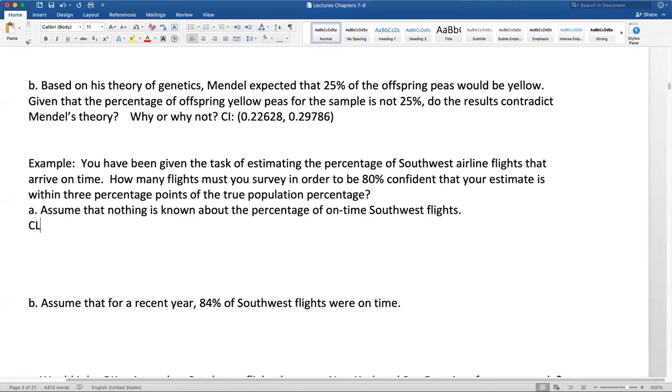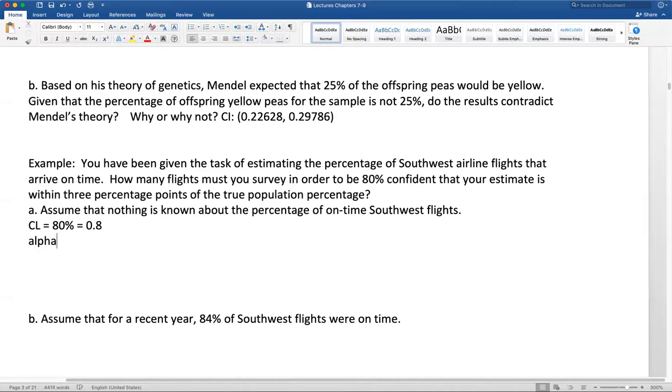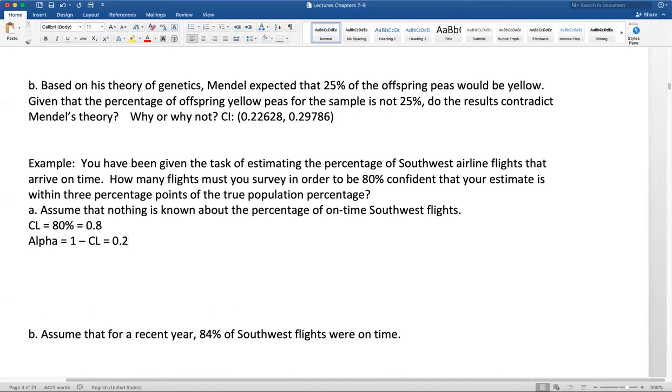So in this problem the confidence level is 80%, which means 0.8, right? Then alpha is 1 minus CL, which is 0.2. Then alpha over 2 is going to be 0.1, and then the z value, z sub alpha over 2, is going to be what? Using the inverse norm.